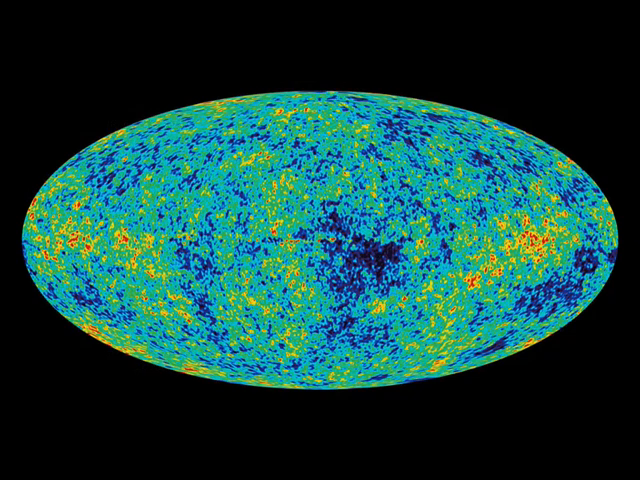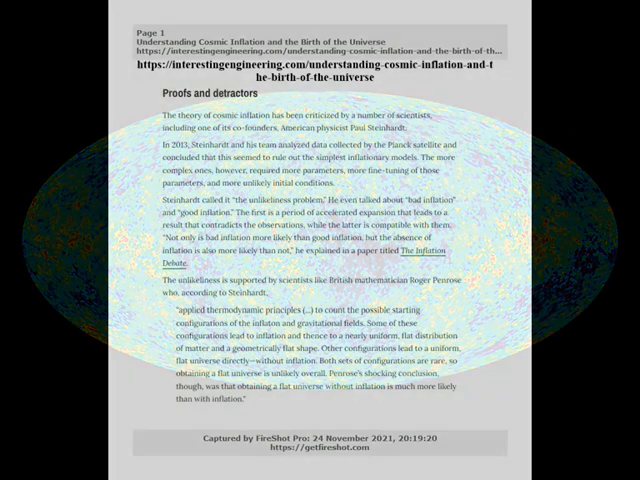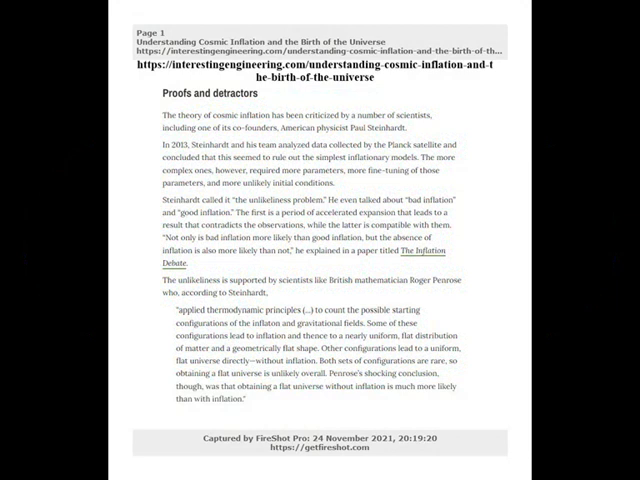In 2013, Steinhardt and his team analyzed data collected by the Planck satellite and concluded that this seemed to rule out the simplest inflationary models. The more complex ones, however, required more parameters, more fine-tuning of those parameters, and more unlikely initial conditions. Steinhardt called it the unlikeliness problem. He even talked about bad inflation and good inflation. Not only is bad inflation more likely than good inflation, but the absence of inflation is also more likely than not, he explained in his paper titled The Inflation Debate.